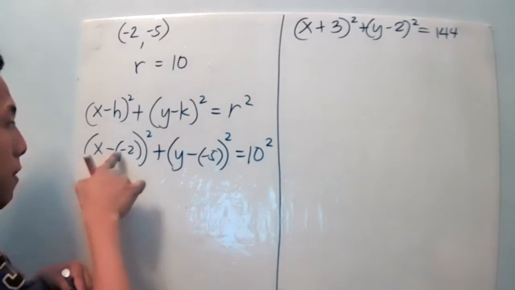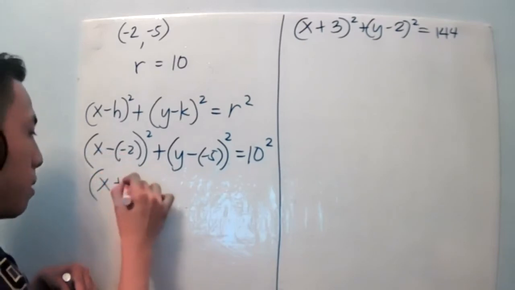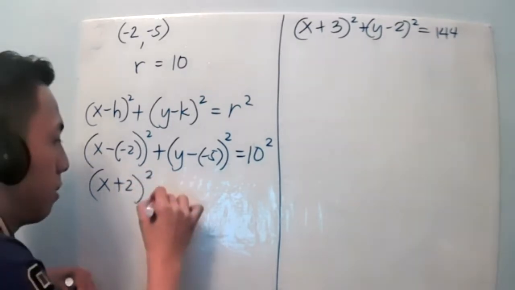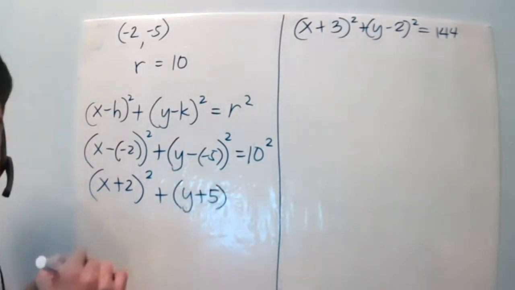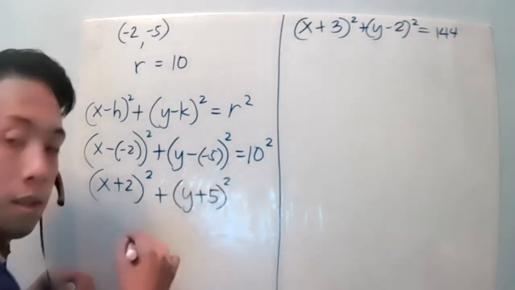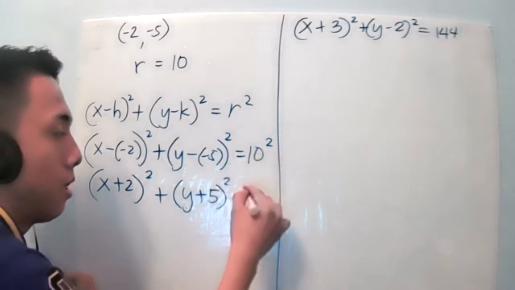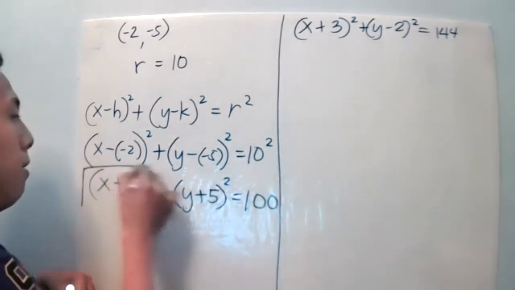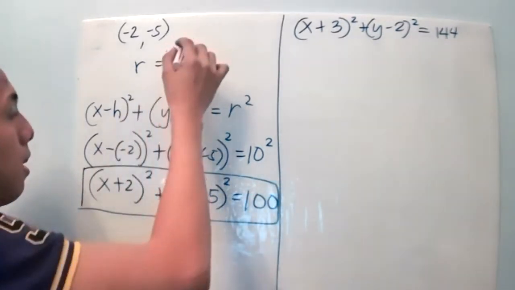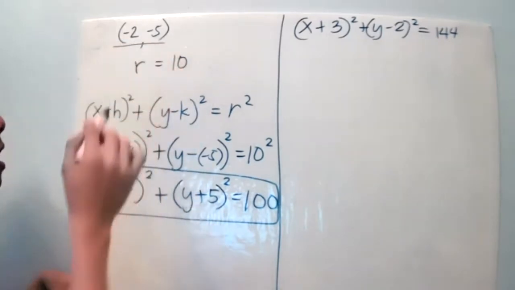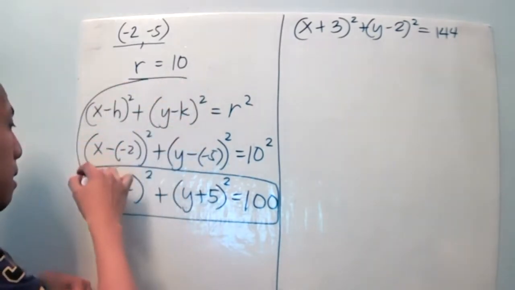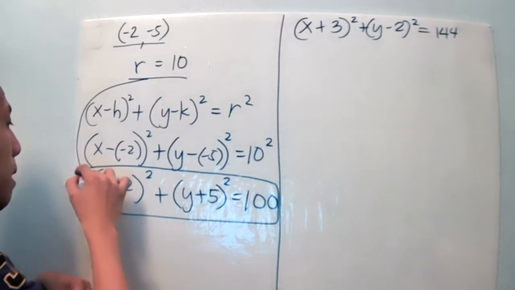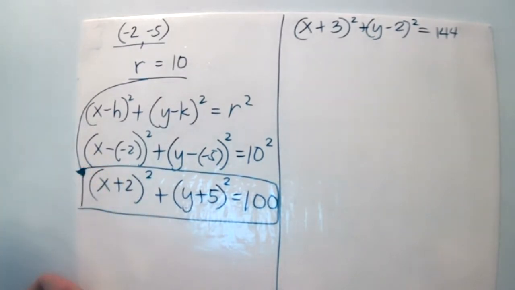Now, let's continue. X, negative times negative, that is positive. So positive 2 squared plus y, negative times negative, positive 5, and then squared equals, what is 10 squared? That is 100. Therefore, if we have a given center at (-2, -5), at meron tayong radius na 10, this will be its standard form. This will be its equation. Okay? Ito yung equation ng ating circle. Di bang dali lang?